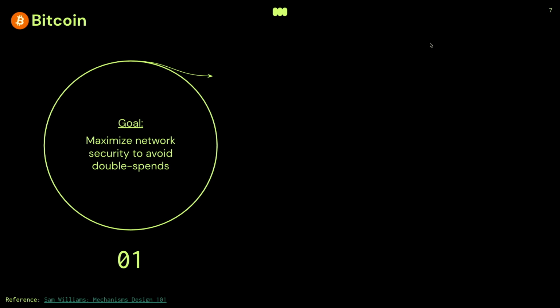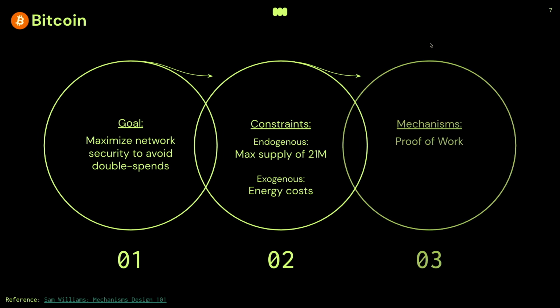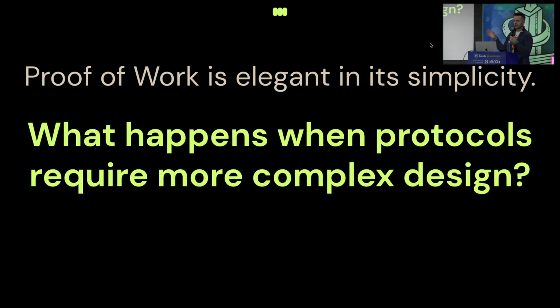So they want to maximize network security. There's a couple of constraints. Satoshi chose one of 21 million. Exogenous constraint of energy costs, and obviously this is not comprehensive. And then the main design being just proof of work. Mechanism being proof of work. And this is a really elegant solution to the problem of trying to secure a network, and it's worked obviously incredibly well over the past 15 years.